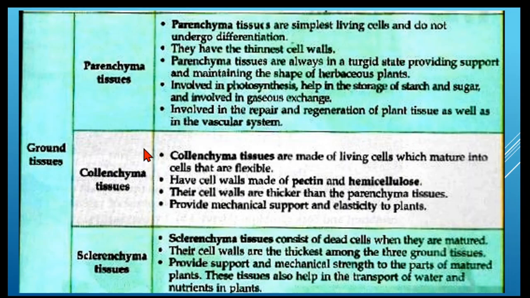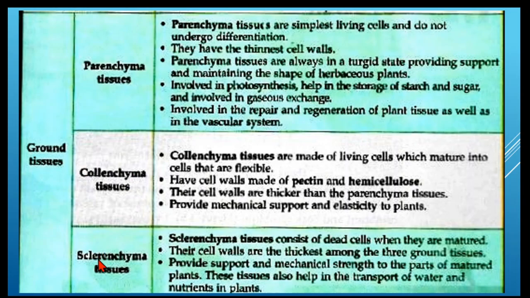Second one, collenchyma tissue. Collenchyma tissues are made of living cells which mature into cells that are flexible. The cell walls are made of pectin and hemicellulose, and the cell walls are thicker than the parenchyma tissue. Okay, their function is to provide mechanical support and elasticity to plants.